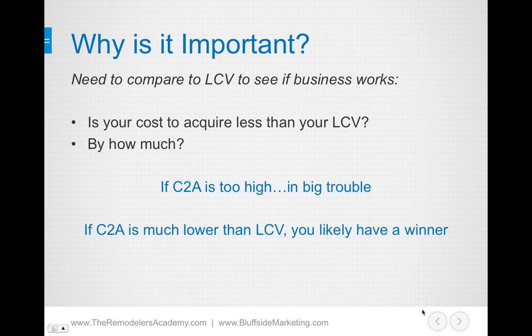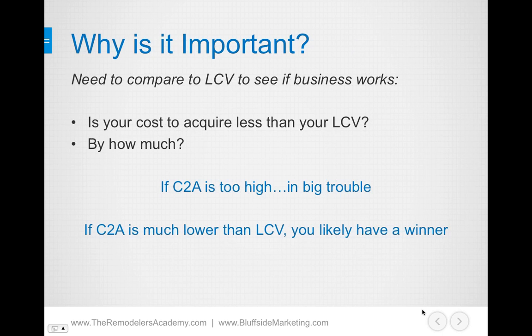Let's drill down a little bit. What do those two things mean? Well, you have to look at the lifetime customer value to see if your business works, right? So you take your cost to acquire and compare that to the lifetime client value. Let's say your cost to acquire a new customer is $1,000 and the lifetime value of a customer is $5,000. So it basically takes about 20% of the lifetime value to acquire that customer.